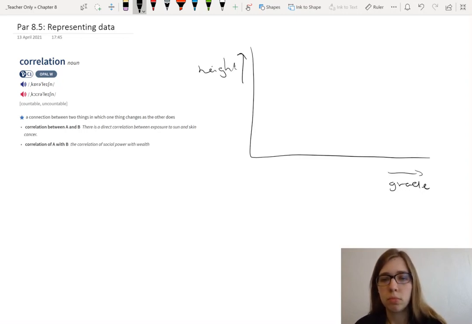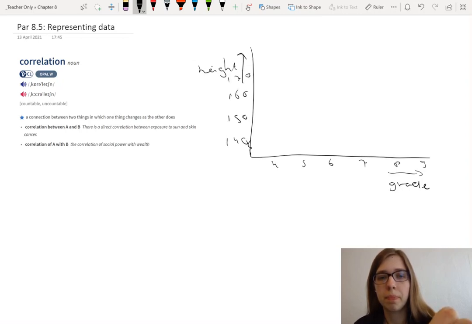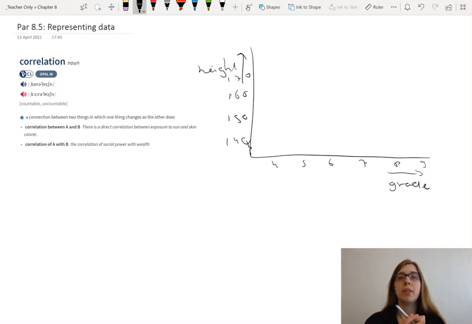Well, let's say the grades fit in like that, and anywhere from 140 to whatever length people are. And you put all the data in. Maybe someone is 150 and they had a 7. Someone else is 160 and they had a 5. And you put it in.